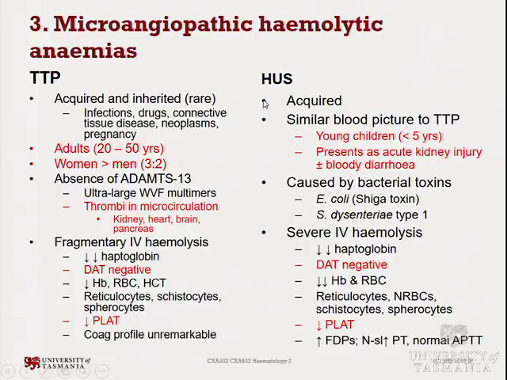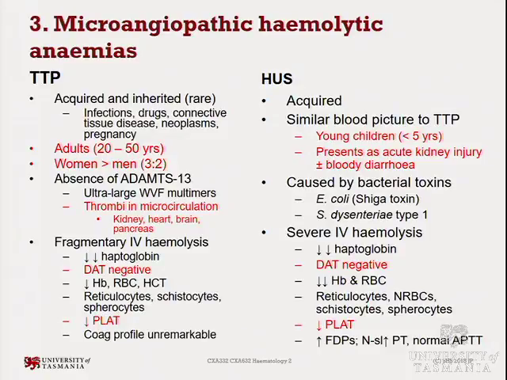Hemolytic uremic syndrome, on the other hand, is almost exclusively seen in quite young children. And classically, when it was first described, the causative agent was Shigella dysenteriae type 1. So it's a toxin that is produced by this bacterium that is able to trigger the primary hemostasis.